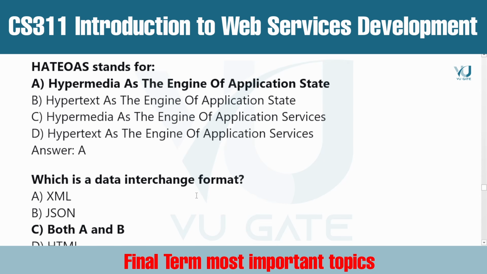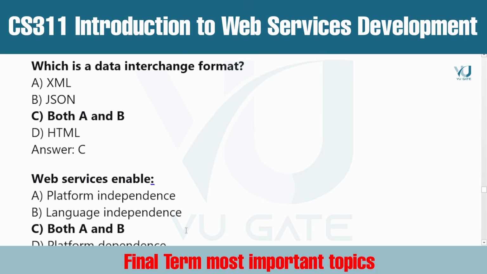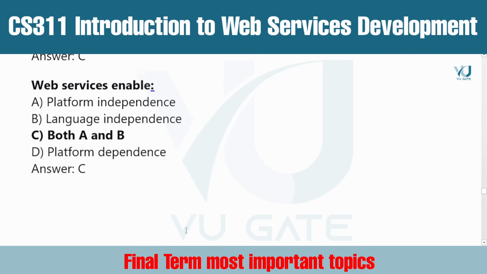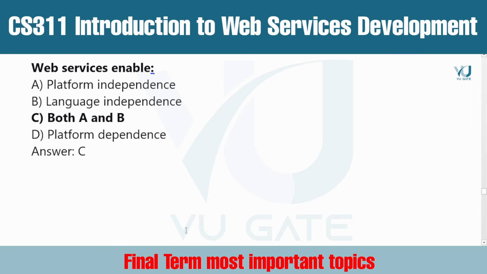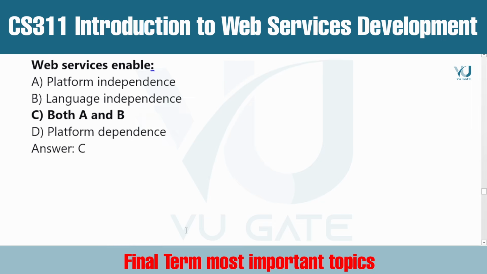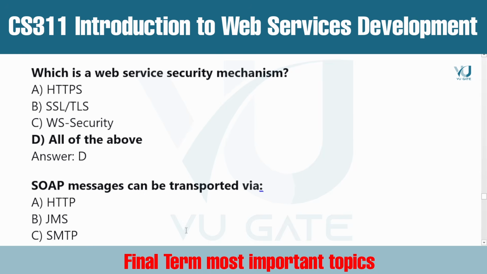Question 52, HATEOAS stands for? The correct answer is option A, hypermedia as the engine of application state. Question 53, which is a data interchange format? The correct answer is option C, both A and B. Question 54, web services enable? The correct answer is option C, both A and B. Question 55, which is a web service security mechanism? The correct answer is option D, all of the above.